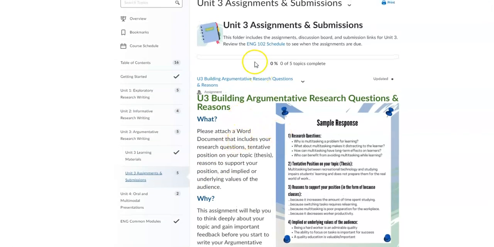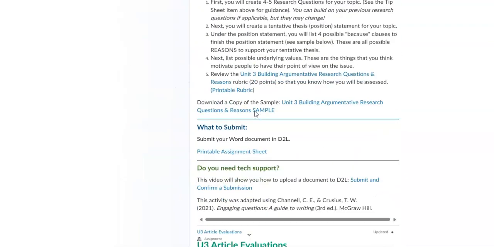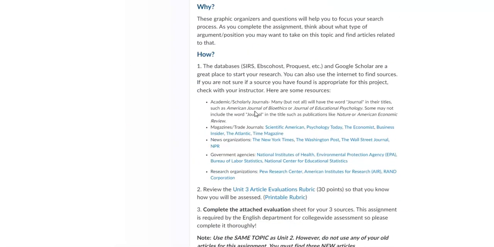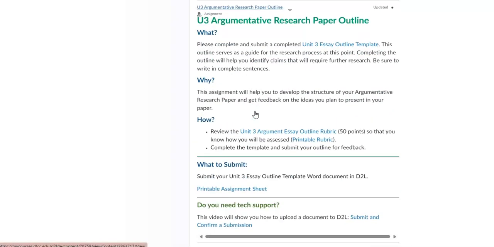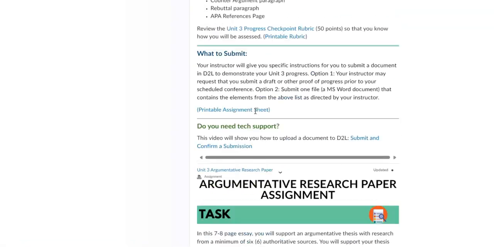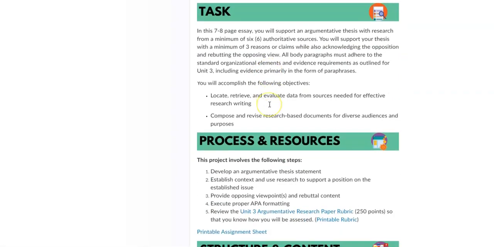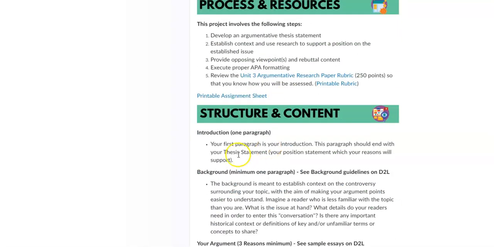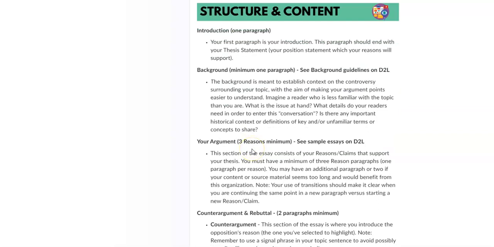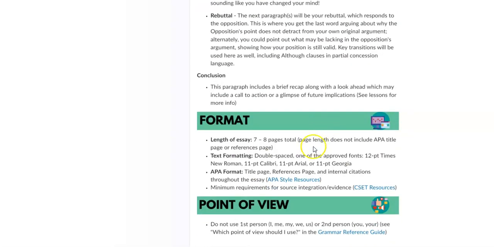When you get to the assignments, you have 5 different assignments. These are building blocks. So you are taking some smaller steps early on in this unit to help you get to the big paper, the 7 to 8 page paper. Once you get to that assignment, you will have what you need to write a high quality, polished, APA formatted research paper that poses and supports an argument. If you have any questions, be sure to get in touch with your instructor.